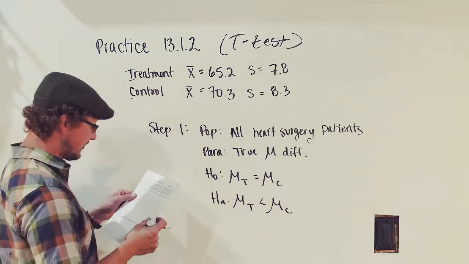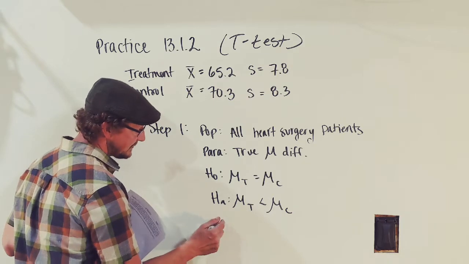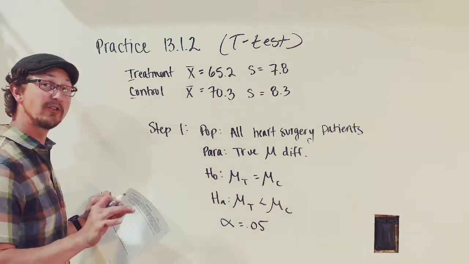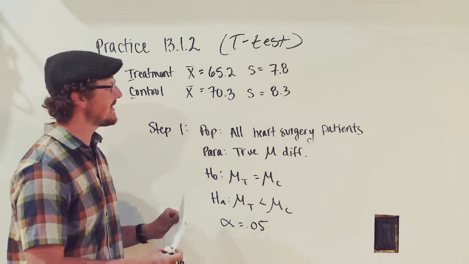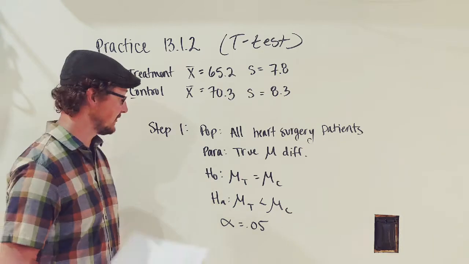And I want to test this. Does it tell me a significance level? It does not. So I want to test this at an alpha of 0.05. If I see results rarer than 5% of the time, that means I'm convinced that the beta blockers are actually reducing heart rate. There's step 1.